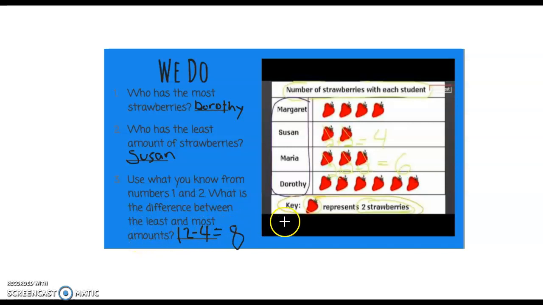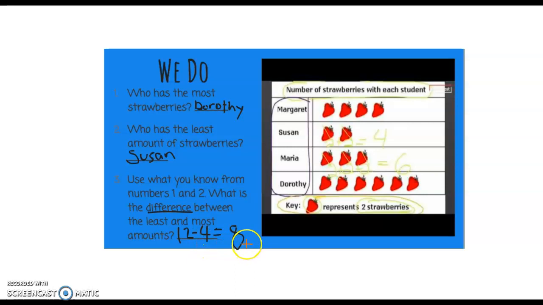We know that the most amount was 12. 2, 4, 6, 8, 10, 12. So I have 12 over here. And the least amount was 4. 2, 4. So 12 minus 4. Whenever you see the word difference in math, they're asking you to subtract. So to find the difference, we subtracted 12 minus 4 equals 8.